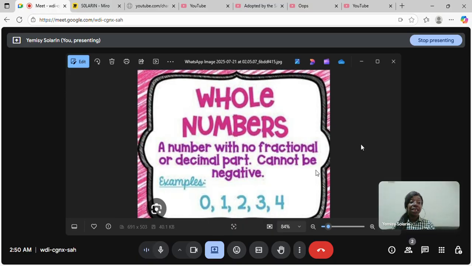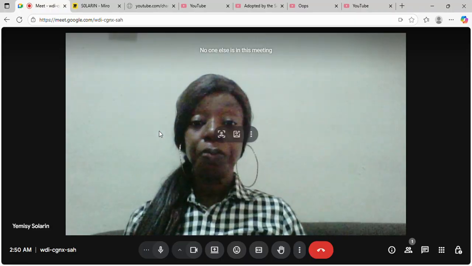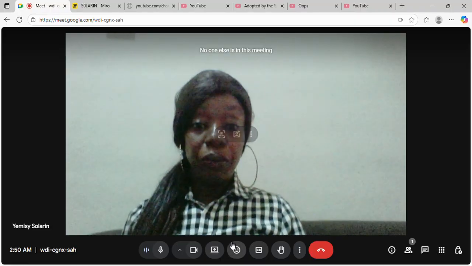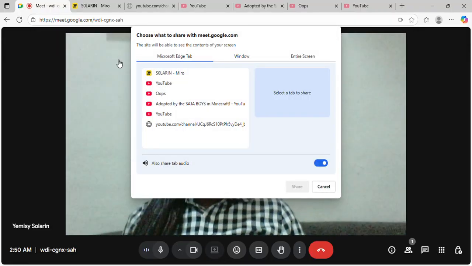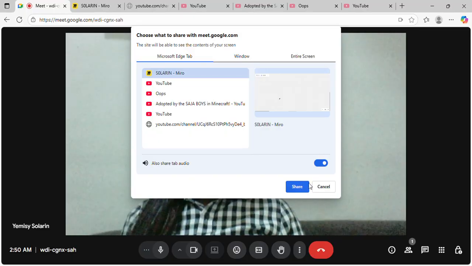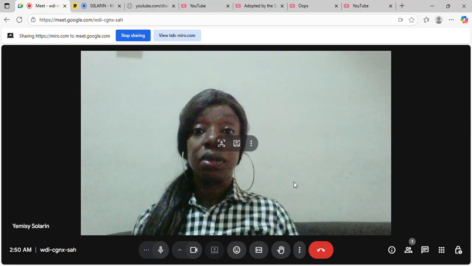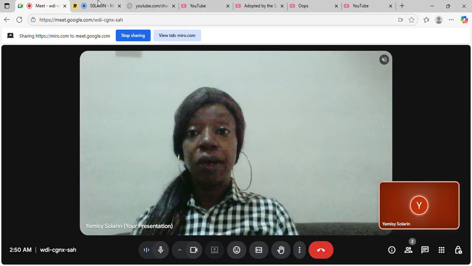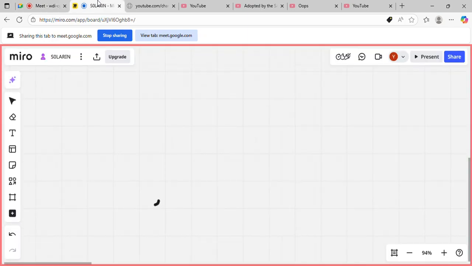So let's get started. Let's look at the place value of whole numbers. I'm going to be sharing my whiteboard with you so that you can see. We need to work with examples so that we can understand place value better. So we're going to find the place value of different whole numbers.